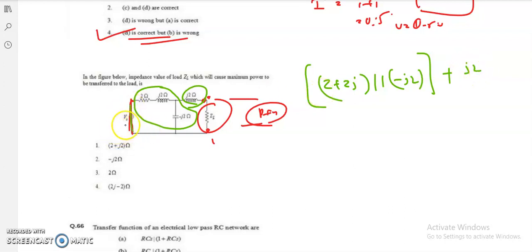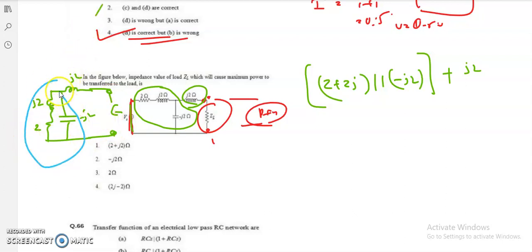That means after shorting this one, it can be drawn like this. It is J2 ohms, it is 2 ohms, it is an inductor that is J2 ohms, and here it is a capacitor minus J2, and we have to find out the Thevenin's resistance at these two nodes. That means both these two are parallel, that comes in series with the J2. That's what I wrote here in the equation format. So now we will find out this one.